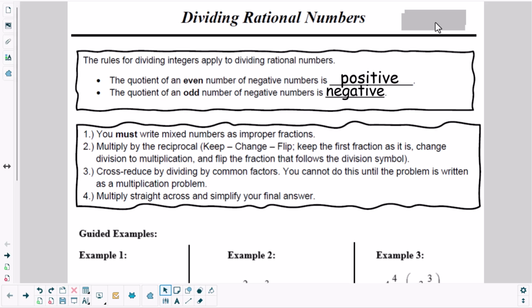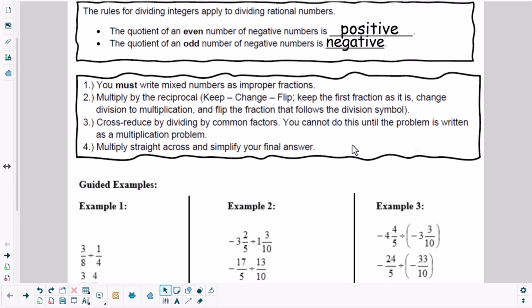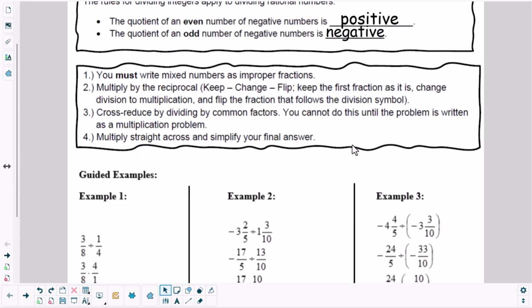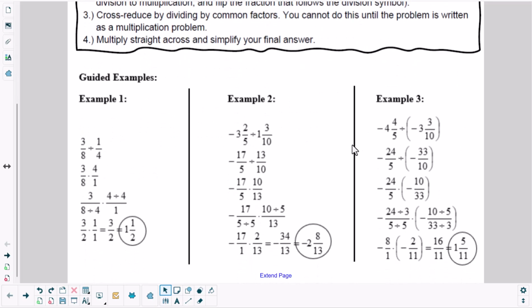You must write mixed numbers as improper fractions, just like when we multiplied rational numbers. We will multiply by the reciprocal. You might think of this as keep, change, flip. Keep the first fraction as it is, change division to multiplication, and flip the fraction that follows the division symbol. This is something you have to do. Once you change it into a multiplication problem, you can cross-reduce. You cannot do this, though, until the problem is written as a multiplication problem. Multiply straight across and simplify your answer as needed.